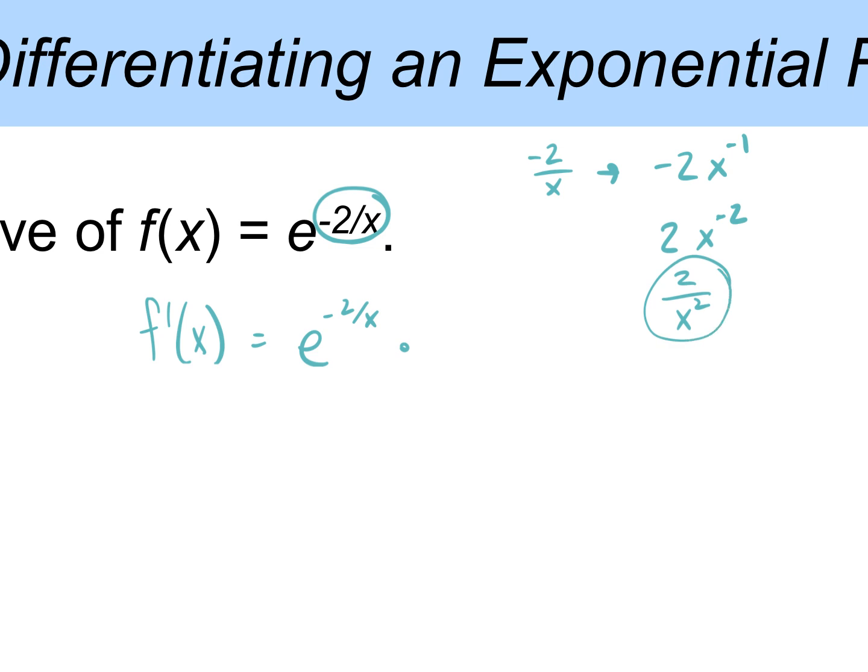We'll call it du or u prime. So we're going to multiply it by the derivative of our exponent, which we said is 2 over x squared. So to write this a little bit neater, we can say 2 e to the power of negative 2 over x squared. We could move the e to the bottom too, just because it has a negative exponent. But we could leave it up top. Either way is fine.